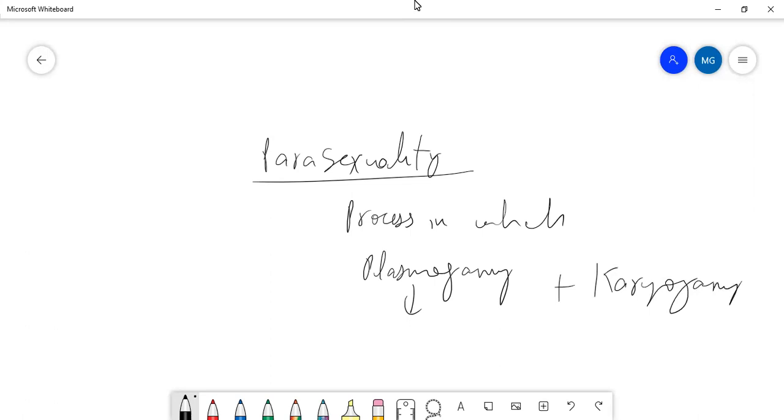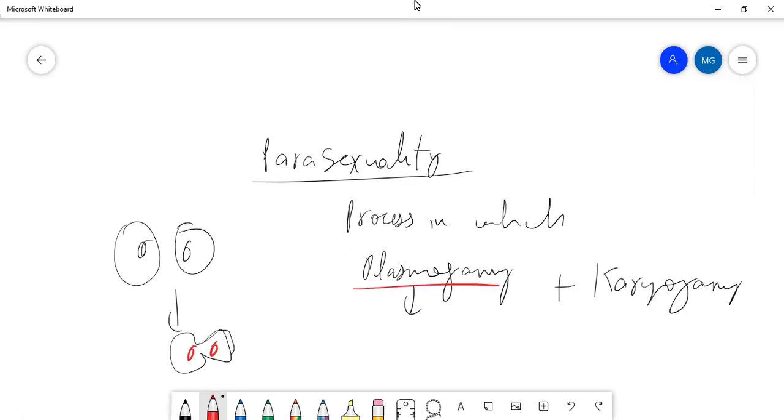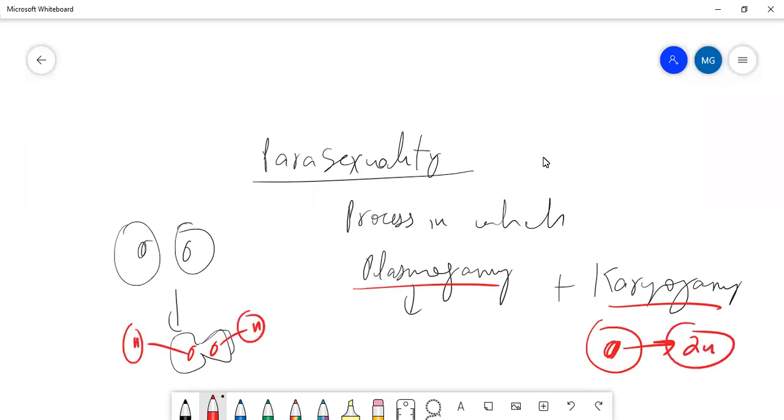Whenever reproduction happens, what happens first? Plasmogamy. One cell comes, another cell comes, each has its nucleus. They fuse, the cytoplasm becomes one, but the nuclei are still two. So this is plasmogamy. This is followed by karyogamy, and we get a 2N structure. Earlier this was N and that was N. Karyogamy has taken place after plasmogamy, we get a 2N structure, and now we know meiosis will take place. This is parasexuality.